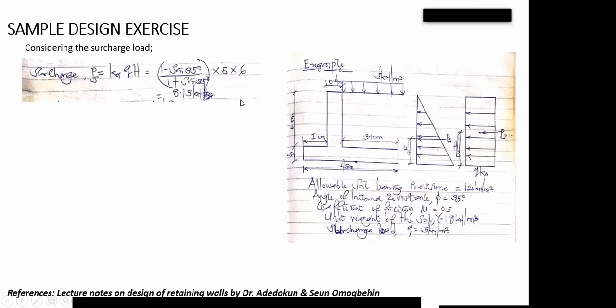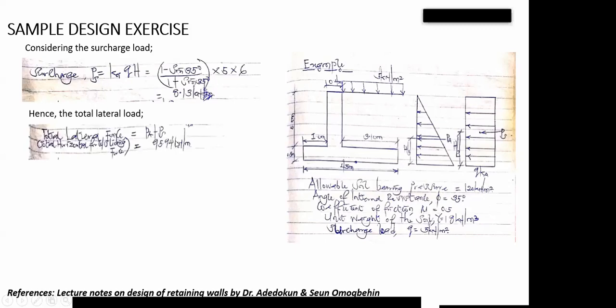You may want to put per meter length or not. Your total lateral load, based on the problem we did earlier, will be the combination of your active earth pressure from the soil and your lateral earth pressure from the surcharge. By the time we add both of them together, we get 95.94. Don't forget, lateral is basically horizontal. So we've gotten all of this.